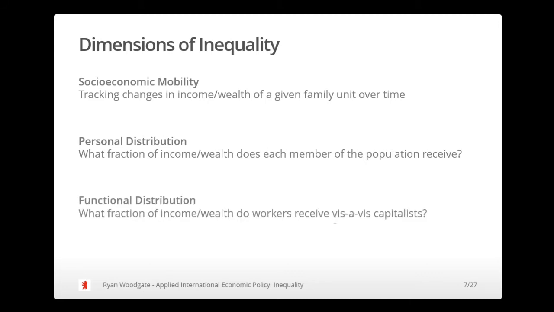And then we have the functional income distribution, which asks, well, what fraction of income or wealth do workers receive as opposed to capitalists? So we know that GDP can be expressed as the wage bill plus the total profit level. So essentially, if you look at that wage bill expressed as a fraction of GDP, you've got a measure of functional distribution. What share of total GDP is going to workers, is going to labor? So this asks about the split of income based on the function performed.